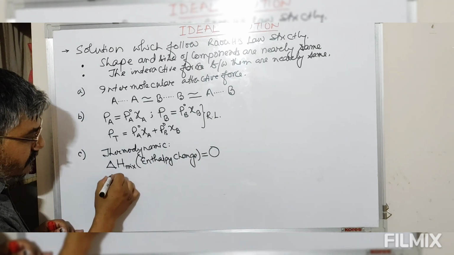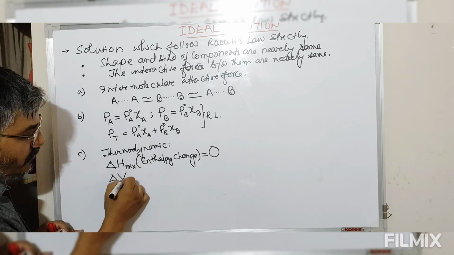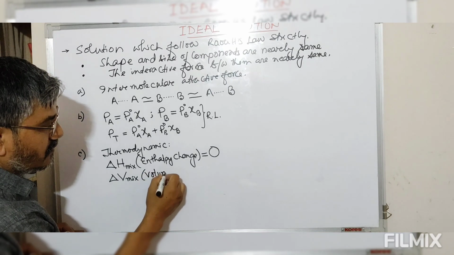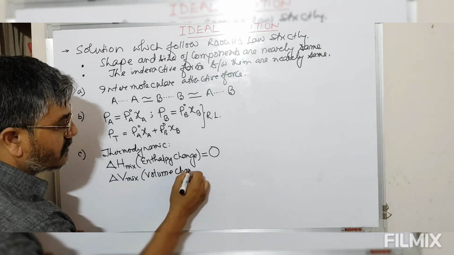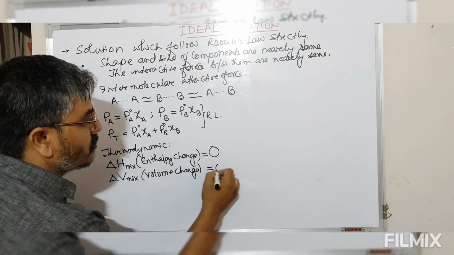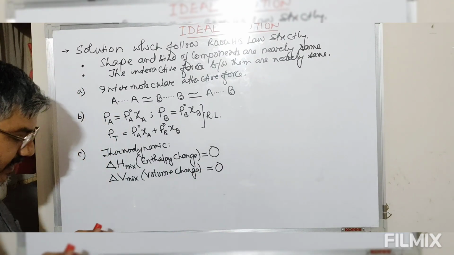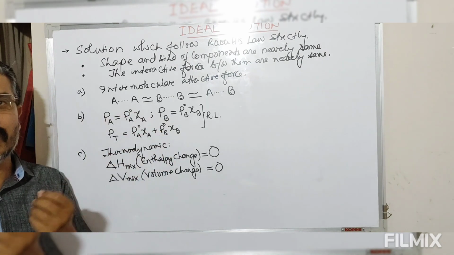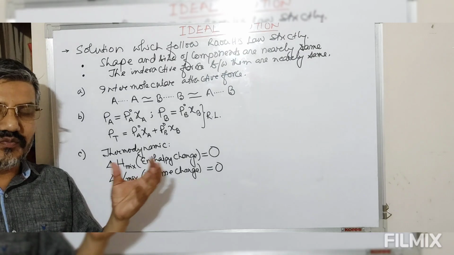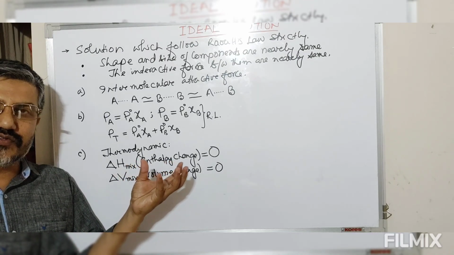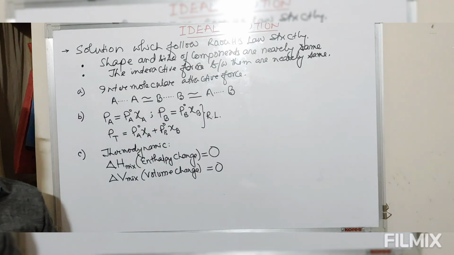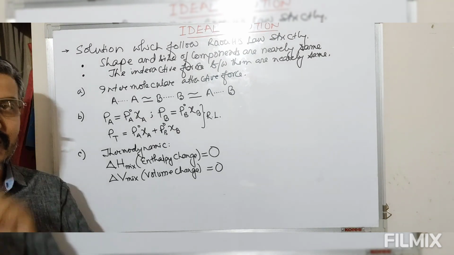Then delta V, the volume change during the mixing, is also 0. Now again the question is, why is there no change in volume? Normally we say, suppose we take 5 ml of A plus 5 ml of B. Before mixing, the volume of solution is 5 plus 5, 10. After this 5 ml and 5 ml are mixed to form a solution, AB solution, the volume of AB solution will also be 10 ml.